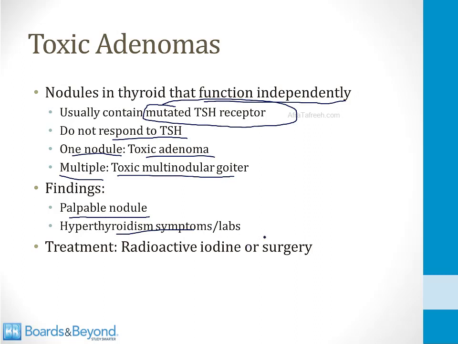You can treat these with surgery, of course, to remove the nodule, but you also can administer high dosages of radioactive iodine. This will ablate the thyroid, but also ablate the nodules, and then the patient can take thyroid replacement hormone for the rest of their life.